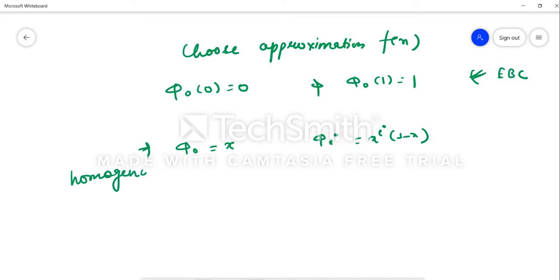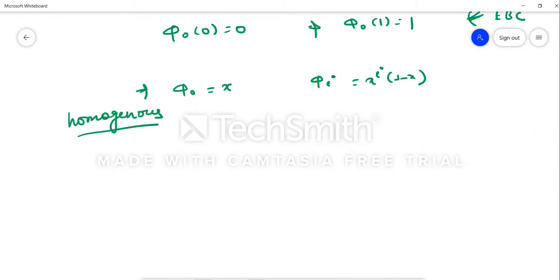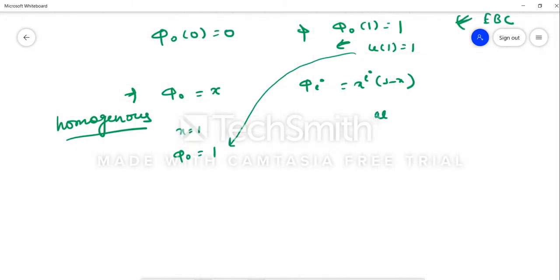Now for this, the condition is that u at 1 equals 1. If we put x equals 1, phi naught becomes 1, so it will satisfy this condition. And if we put x equals 0, then phi naught equals 0. For phi i, if we put x equals 0 or x equals 1, it will give 0. So this is a homogeneous condition.